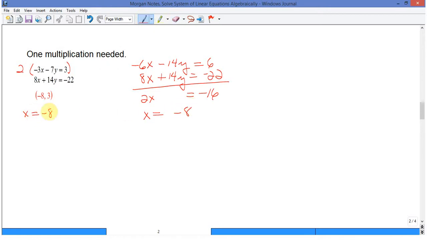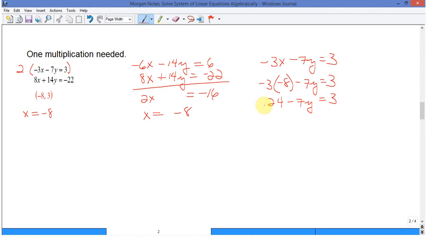Okay, let's find y. So to find y, I need to take this value of x equal to negative 8 and substitute it into one of my equations. I'm going to just pick the first one since the numbers look smaller. So negative 3x minus 7y is equal to 3. Negative 3 times the x value, negative 8, minus 7y is equal to 3. 24 minus 7y is equal to 3.